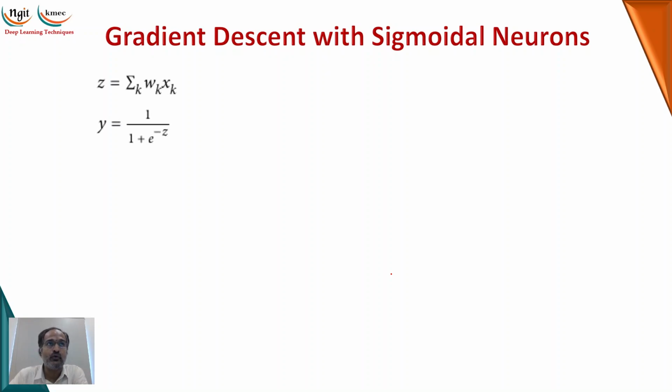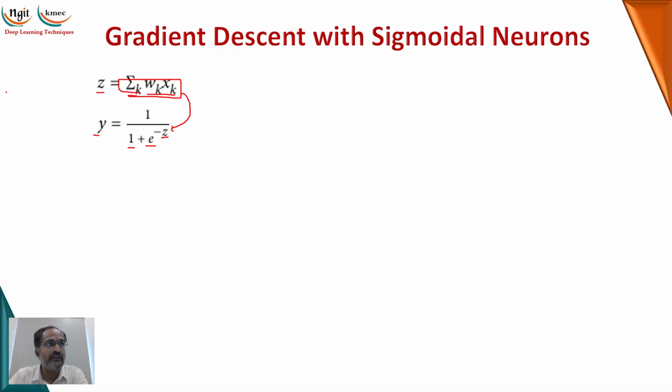For the sigmoidal neuron, whatever we have taken as y in the previous case, we are taking that as z here. Z equal to sigma wx, that is sigma wx, and y equal to 1 by 1 plus e power minus z. This will be applied here, right? Now we have to calculate for this also.